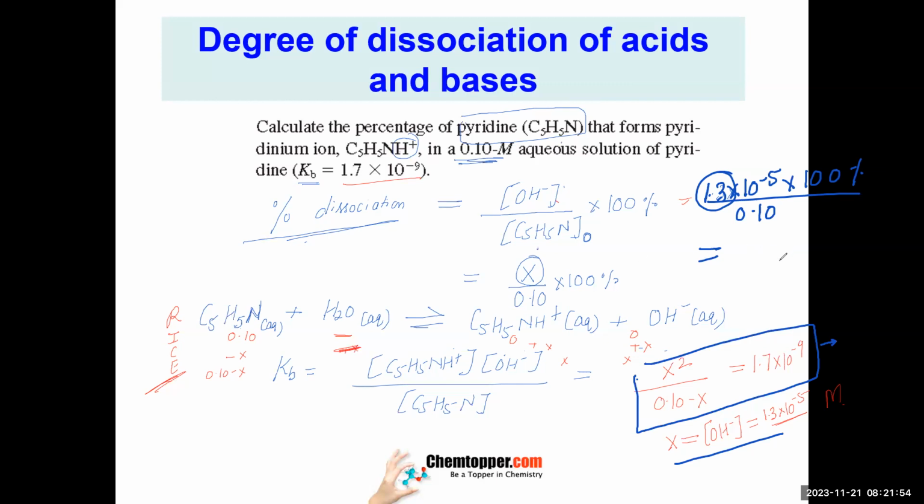And this answer is 1.3 times 10 raised to power minus 2 percent. The unit is percent, right? We are good with this question, children? Let's erase this.